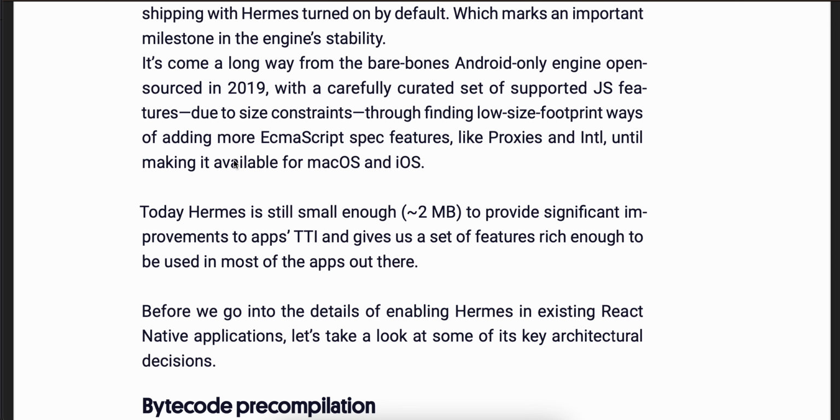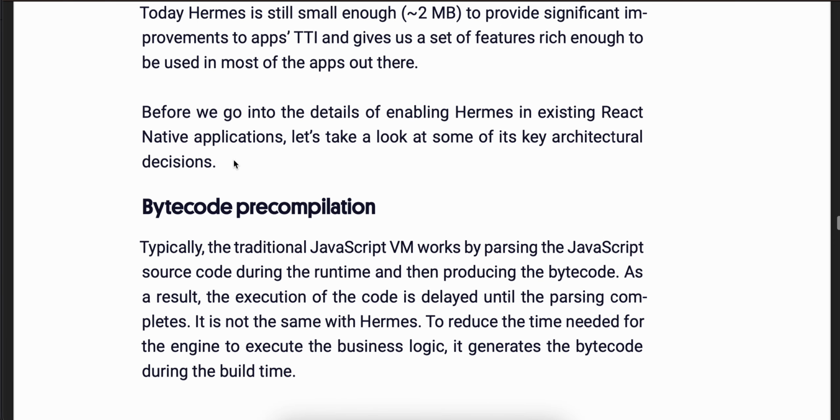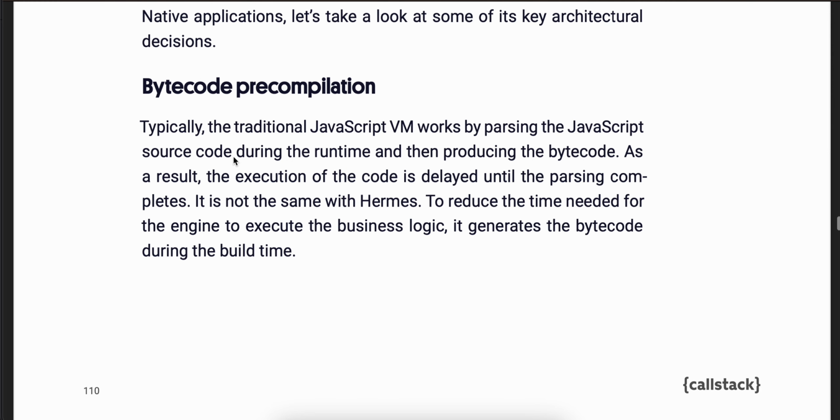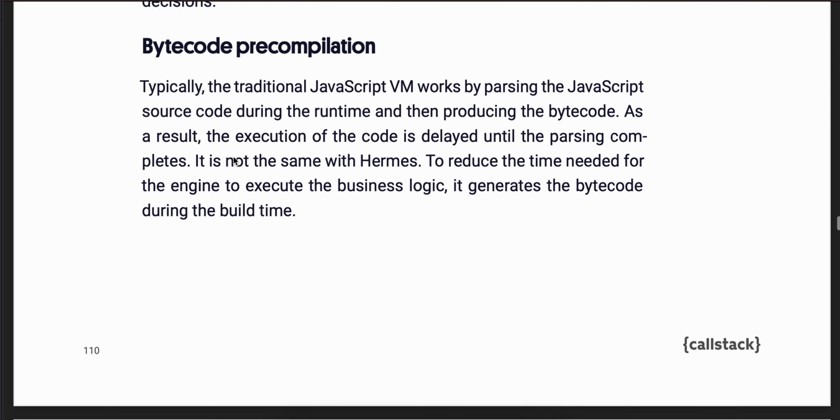Today, Hermes is still small enough, almost 2 MB, to provide significant improvements to app size and gives us a set of features rich enough to be used in most of the apps out there. Before we go into details of enabling Hermes in an existing React Native application, let's take a look at some of its key architectural decisions. Bytecode pre-compilation.